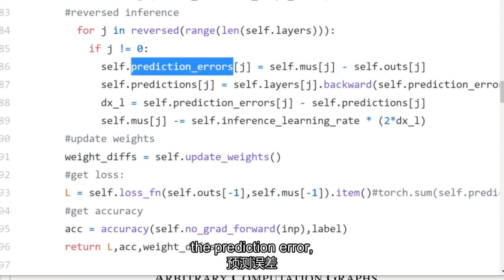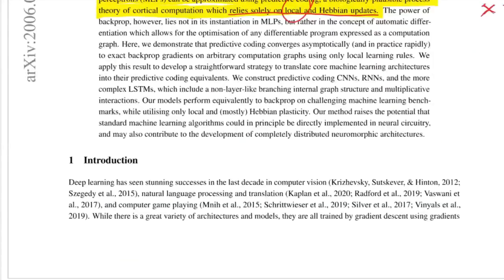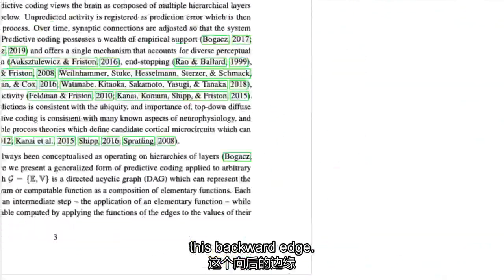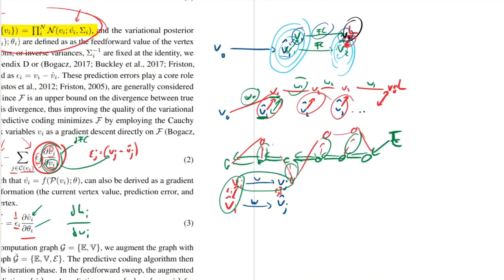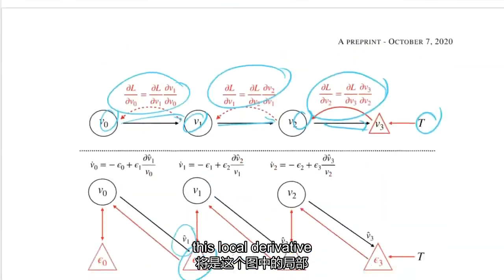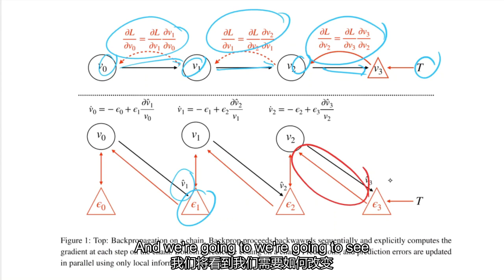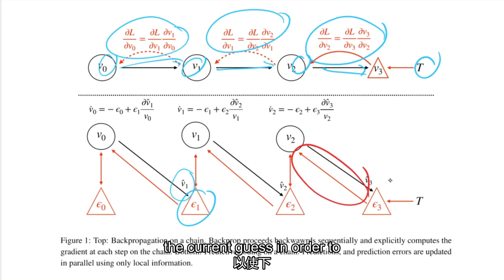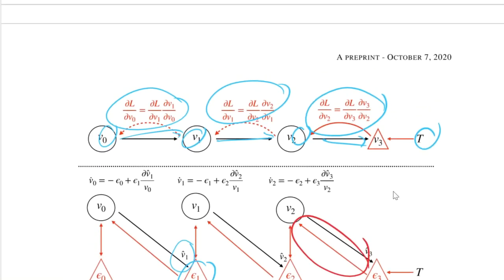Once we have the prediction error, we're going to backward this through the layers, and this backward is this backward edge we saw. Where did we see this? This backward is going to be this local derivative. In this graph, the backward is going to be the red thing right here. So we take the error of the next layer, and we see how we need to change the current guess in order to make the next layer's error a little bit smaller.